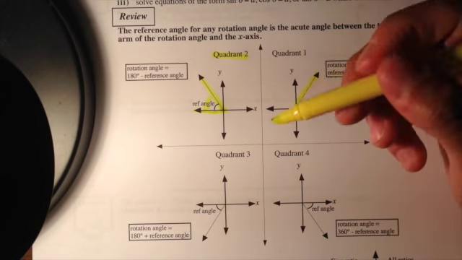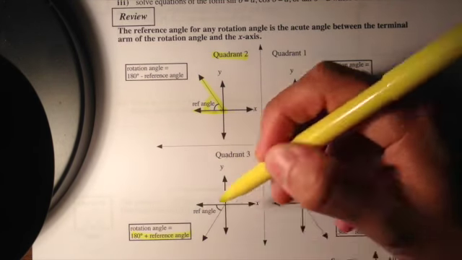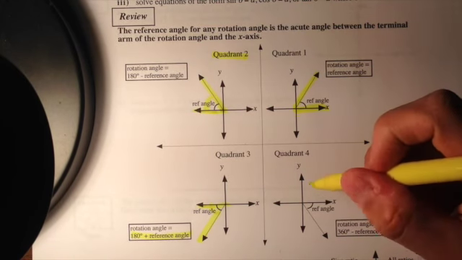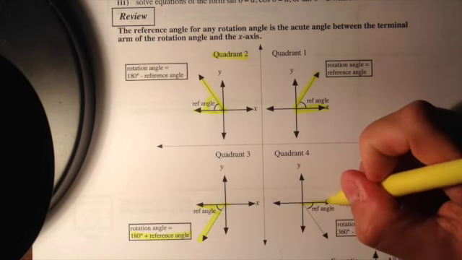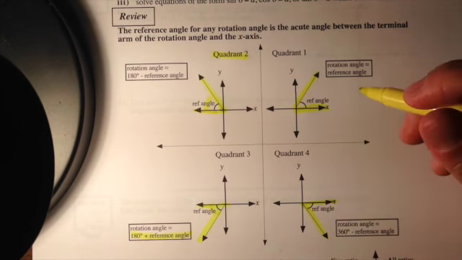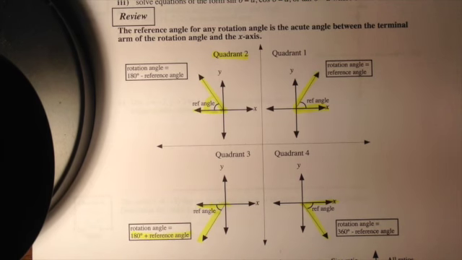Quadrant 3, our rotation angle would be equal to 180 degrees plus the reference angle, reference angle being here. And then in quadrant 4, our rotation angle would equal 360 degrees, over on this side, subtract the reference angle, which would give us our rotation angle.